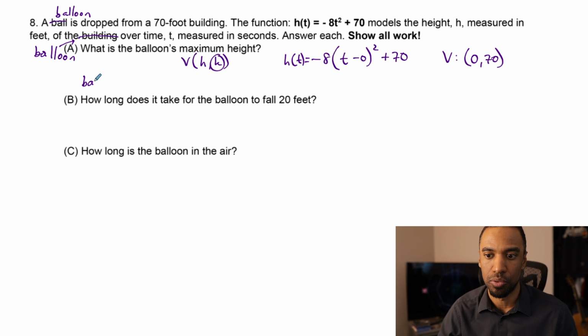Balloon's max. Oh, sorry, it's a balloon, not a ball. Balloon's max height is 70 feet, just like the building. It's dropping right from the building.